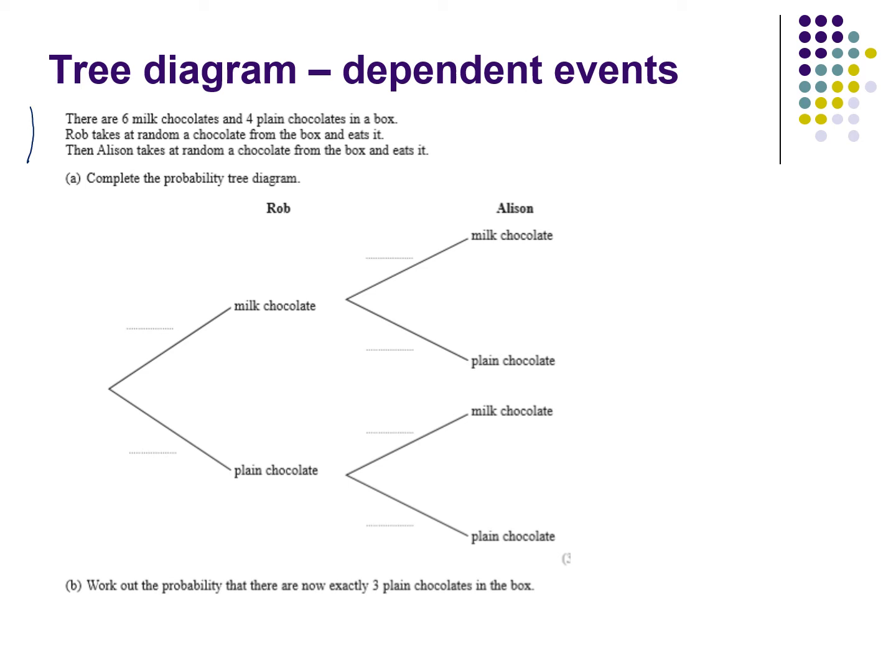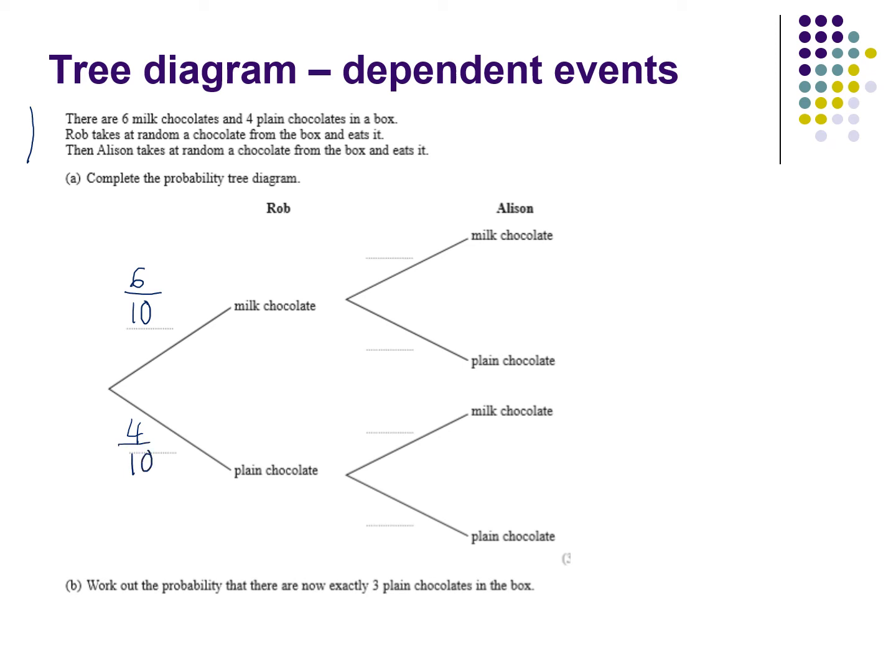Okay, so I'm going to fill in this top probability first. Probability that Rob chooses a milk chocolate. This is what we've got to start with: 6 milk, 4 plain in a box. So the probability of choosing a milk is 6 out of the total, which is 10. Now don't worry about cancelling it down. Quite often when you're multiplying things together and adding things together, it can be easier just to leave the fractions in that form, and the examiner is actually fine with you doing that. Okay. What's the plain chocolate probability for Rob? 4 out of 10. Okay.